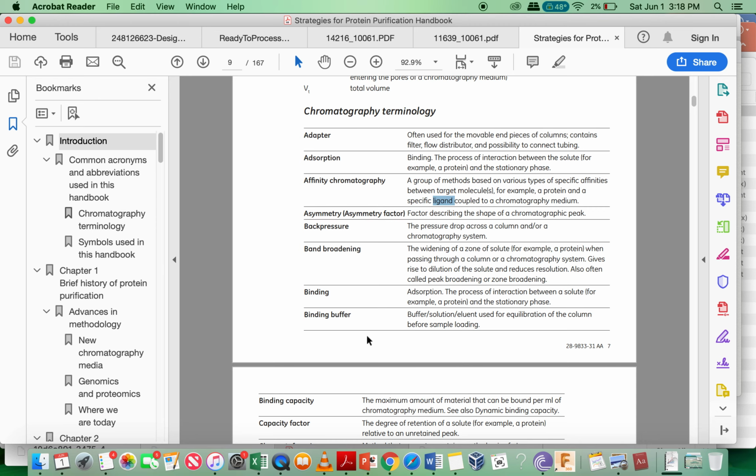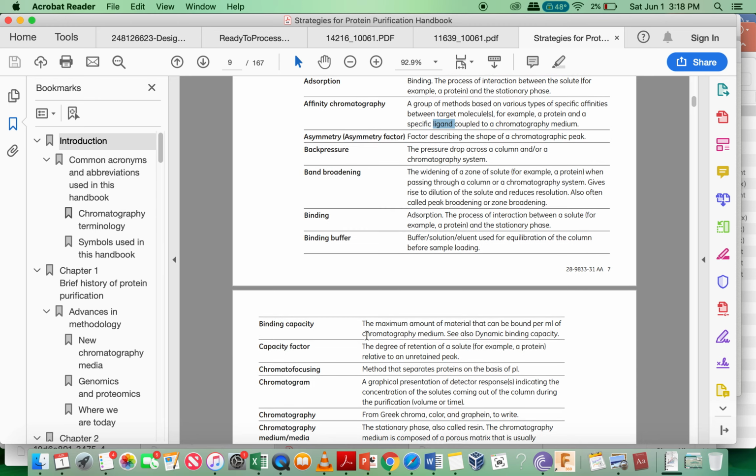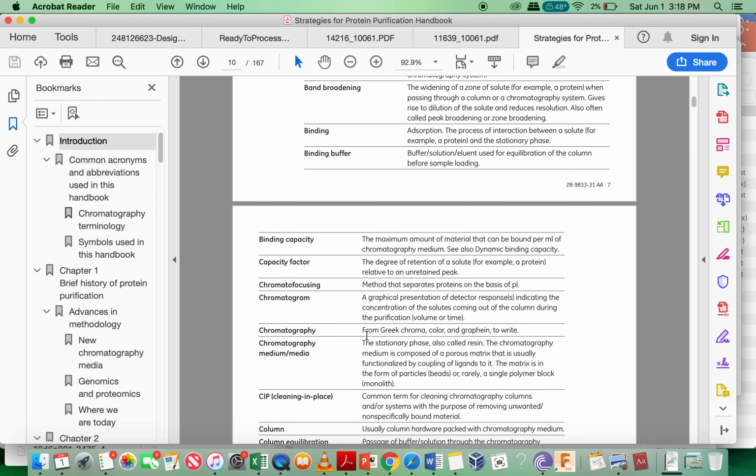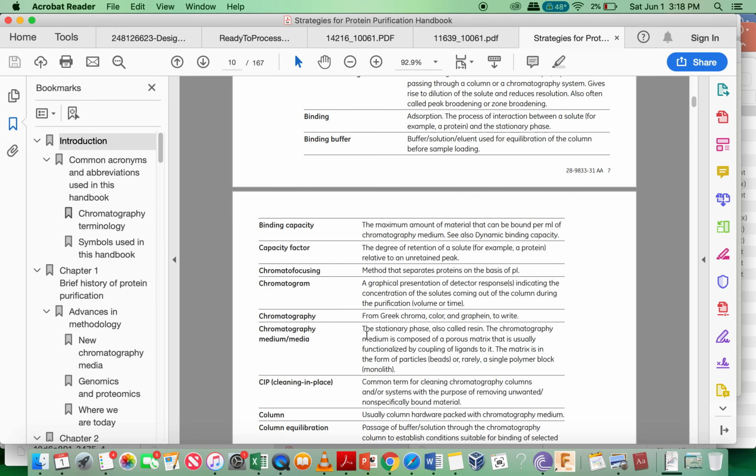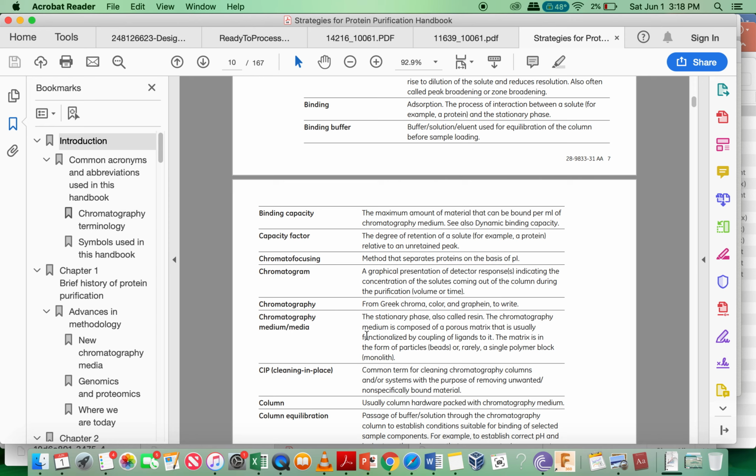Adsorption, the process of interaction between a solute, for example a protein, and the stationary phase. Binding buffer, solution used for equilibration of the column before sample loading. Binding capacity, the maximum amount of material that can be bound per ml of chromatography medium.